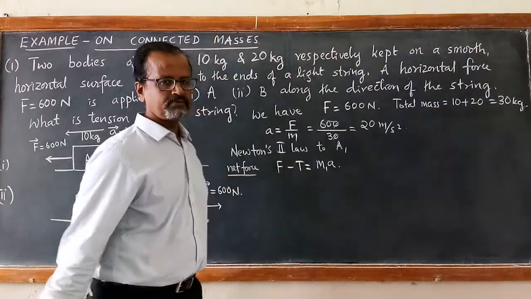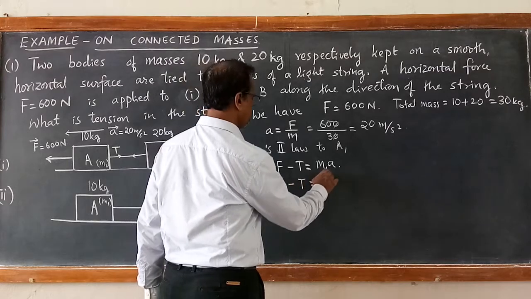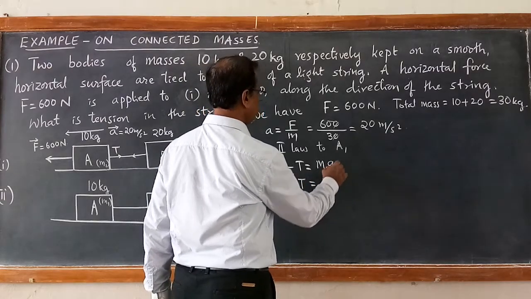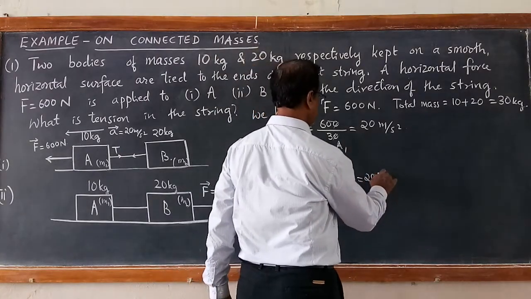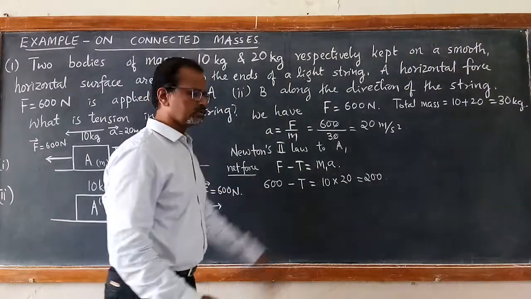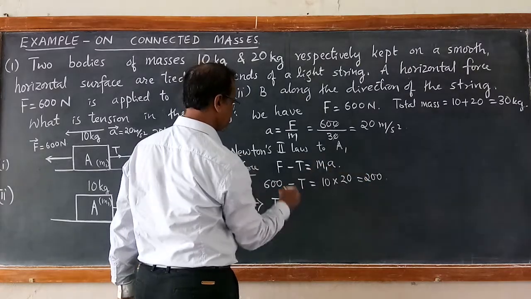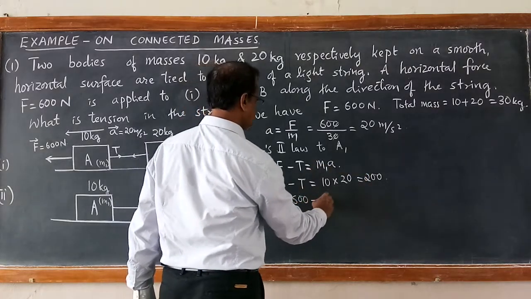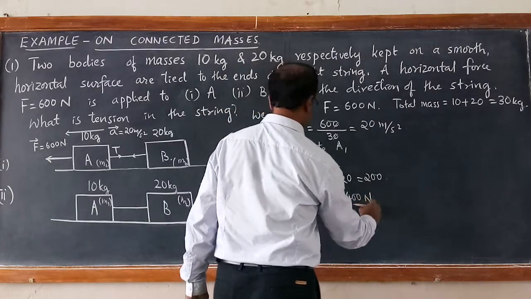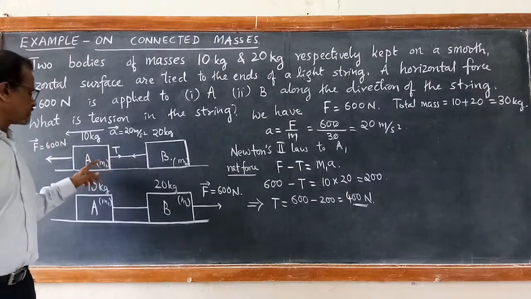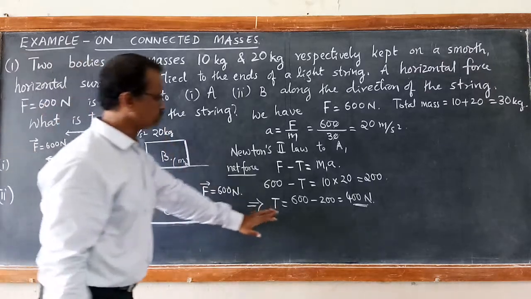So substitute the values: F is 600 minus T equal to m1, 10, into acceleration 20, so it becomes 200. So 600 minus T equal to 200, therefore T equal to 600 minus 200, so it becomes 400 Newton. So 400 Newton is the tension T acting towards B, which is pulling body A towards the right side. So this is the first part.